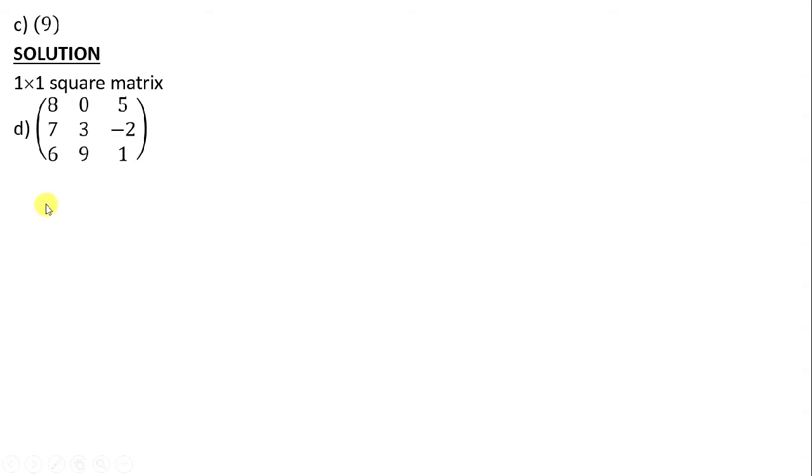We continue. We have 9. 9 has 1 row and 1 column. Therefore, it is a square matrix. So we have a 1 by 1 square matrix. We continue. We have that matrix.